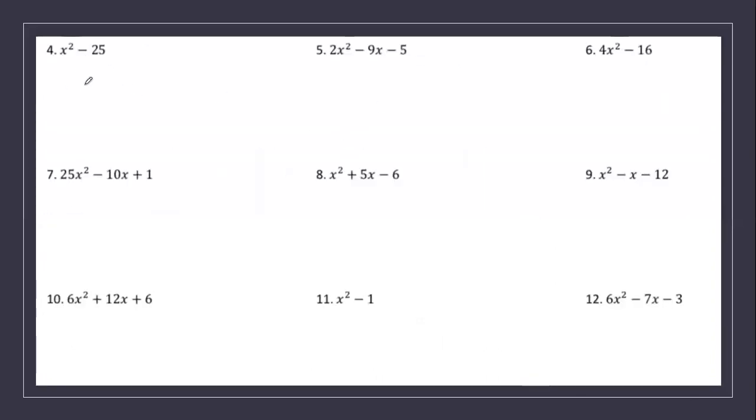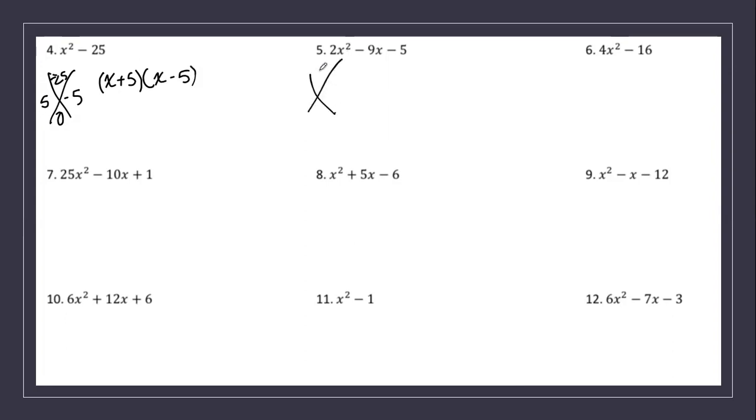For number 4, my c times a is negative 25. My b is 0 since I have no linear coefficient. And I know 5 minus 5 is 0. 5 times negative 5 is negative 25. So my factors here are difference of squares, x plus 5, x minus 5.